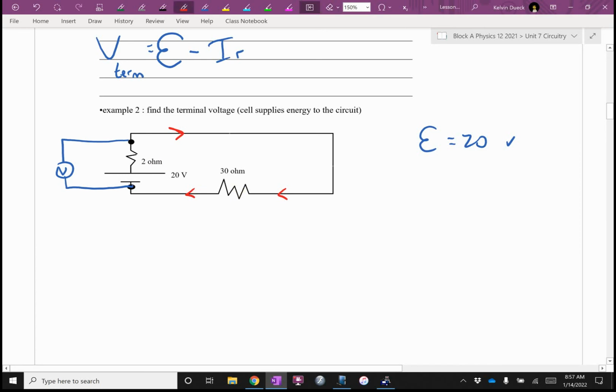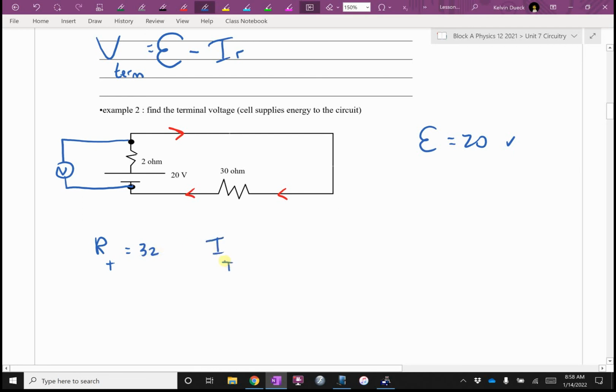You know what? These 2 resistors are in series. I don't think I need to redraw this. I think I can just track this in my head. Sophia, what's the total resistance of this circuit then? 32.